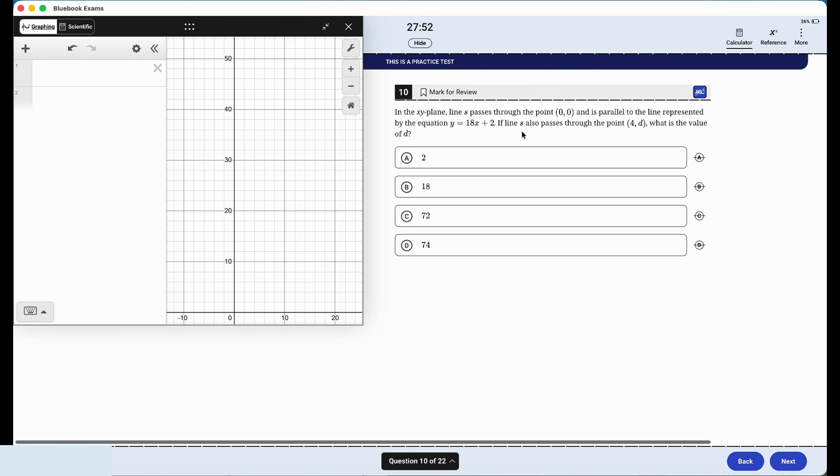A common mistake people are going to make is they see this equation and just plug in 4 for x. And that's what we want to do, just not in this equation. So it's not 74. If you read carefully, they're describing to us line S. That's the line we've got to plug it into. This is not line S. It said line S passes through 0, 0 and is parallel to this.